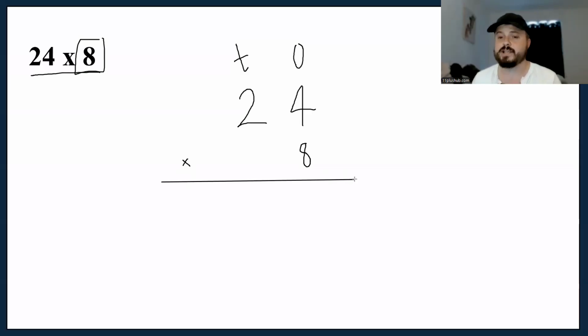Okay, so how do we solve this? The first thing we do is go to our ones. So it's an 8 in this case, 8 ones, and we're going to multiply it by the ones directly above it. So we're going to do 8 multiplied by 4. So 8 times 4. What is 8 times 4?